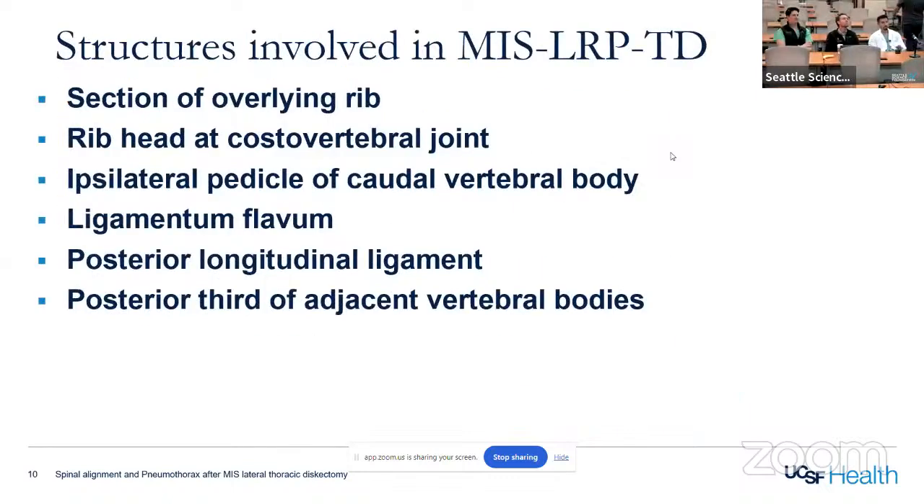And these are the structures that are involved in the MIS LRP thoracic discectomy: the section of the overlying rib, the rib head of the costovertebral joint, the ipsilateral pedicle of the caudal vertebral body, ligamentum flavum, the PLL, and the posterior third of the adjacent vertebral body. In terms of resecting this area, does this affect the global alignment and the segmental alignment?